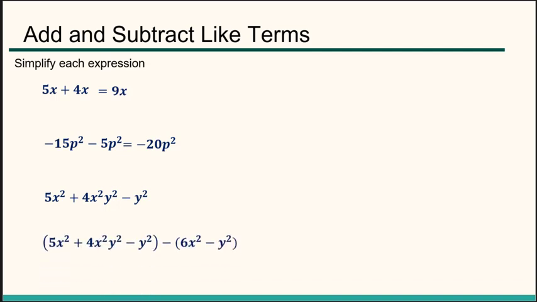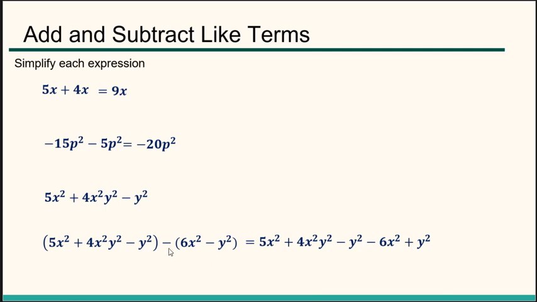Let's look at 5x squared plus 4x squared y squared minus y squared minus 6x squared minus y squared. Wow. Let's distribute that negative first, because that's what we're going to need to do whenever we add or subtract. If there's a plus sign, then that one's easy, but if I have the negative sign, I have to distribute that negative, and that's what we tend to miss.